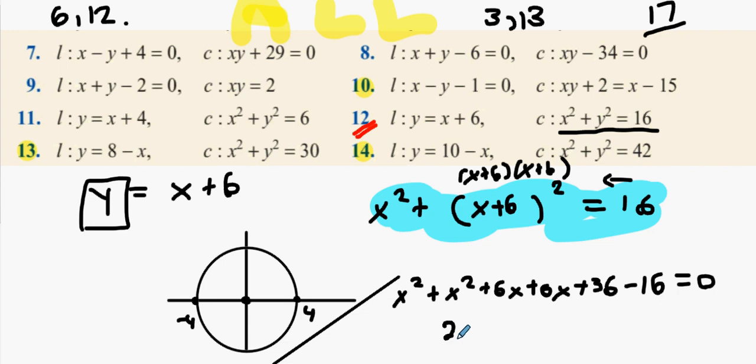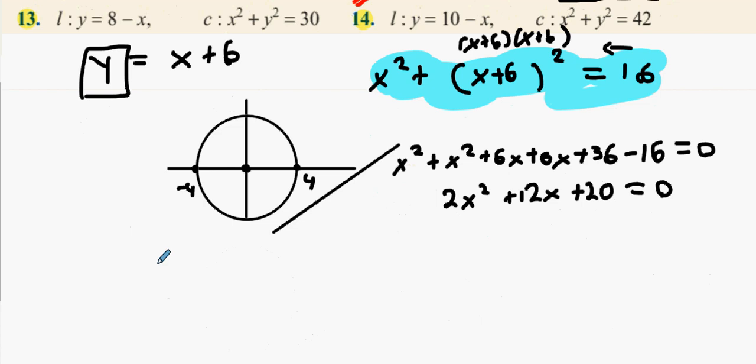Then you get 2x squared plus 12x plus 20. You could divide it by 2 if you want, but it's not necessary. You're going to do the minus b formula anyway, aren't you? And you divide by 2, did you?